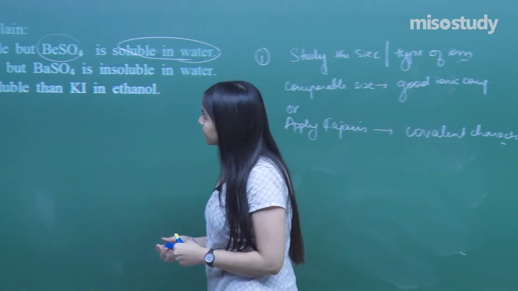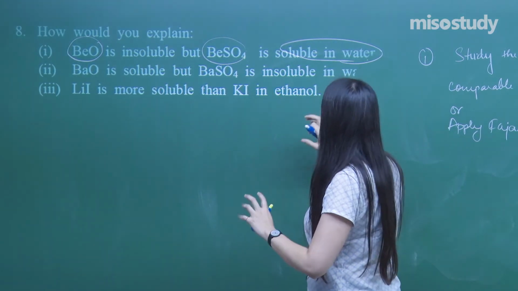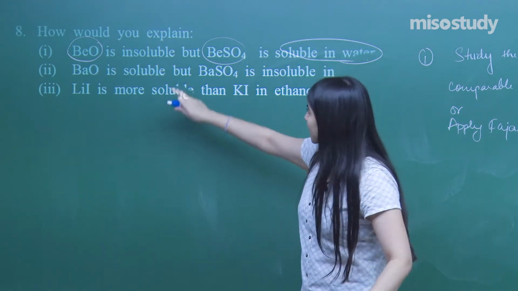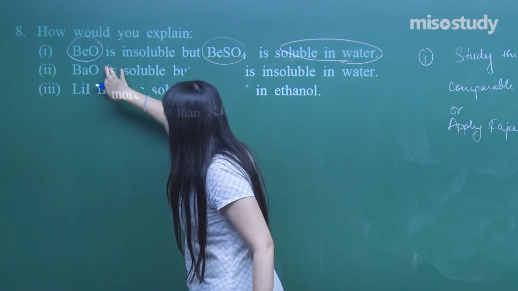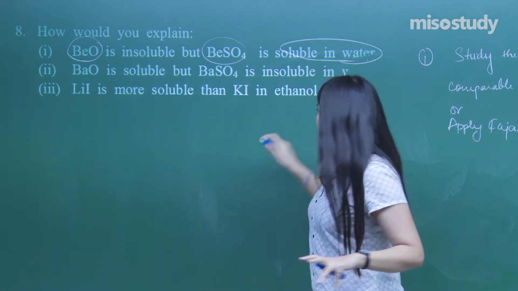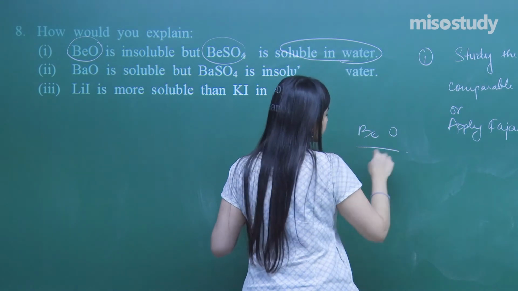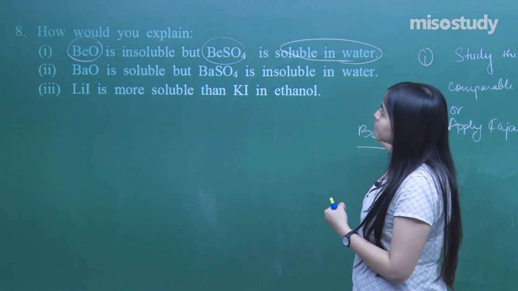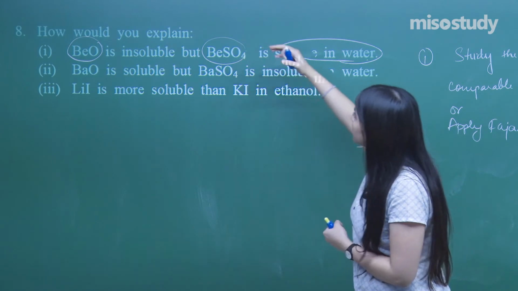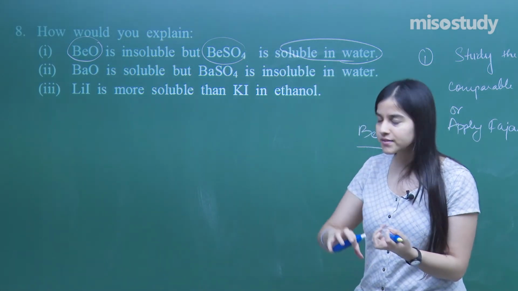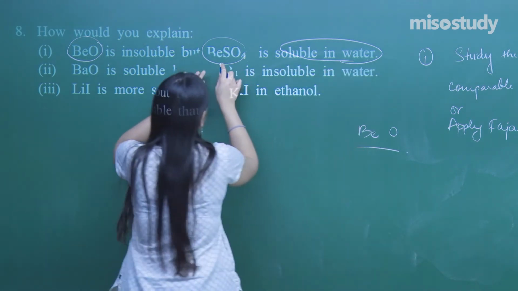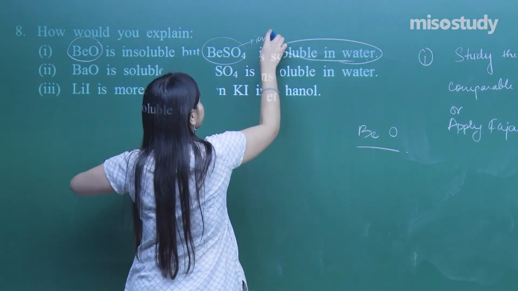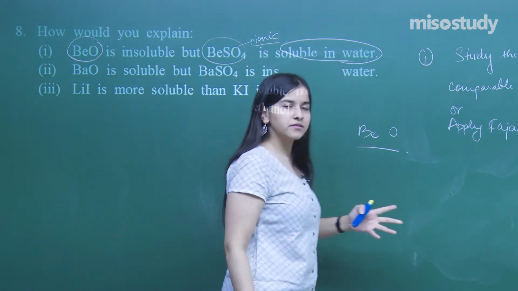So, see here, BeO is insoluble but BeSO4 is soluble. What they have written is, try to mold your answer in that way. It is a trick. Why should there be an insolubility for BeO? Study the ions. Be is small, O is small. Comparable sizes. Insoluble in water. But if I talk about BeSO4, Be smaller size, SO4 bigger. What will happen? This is an ionic compound.